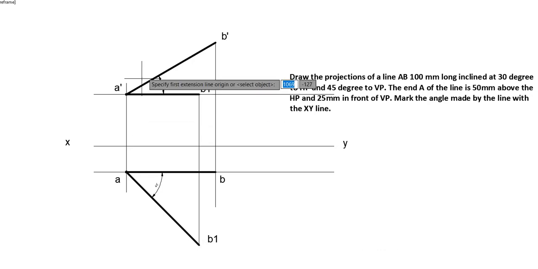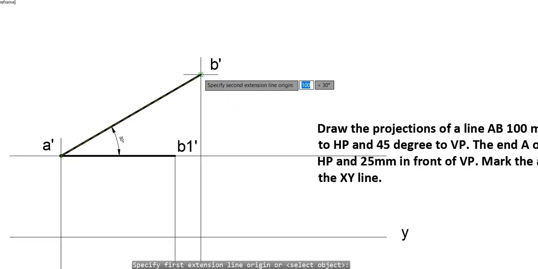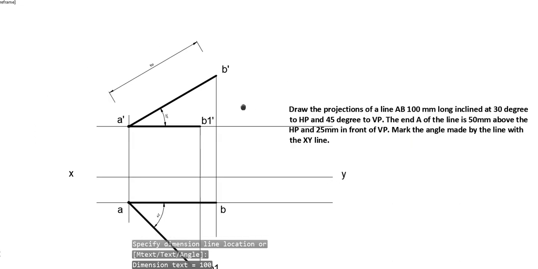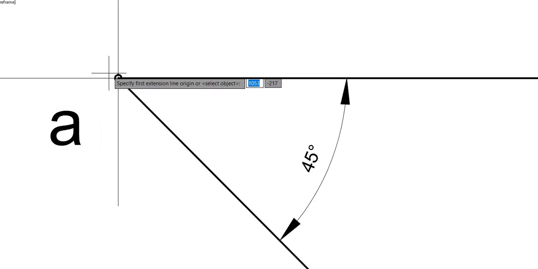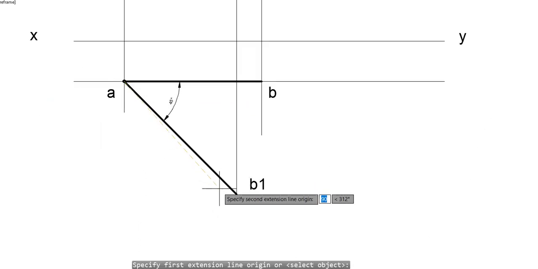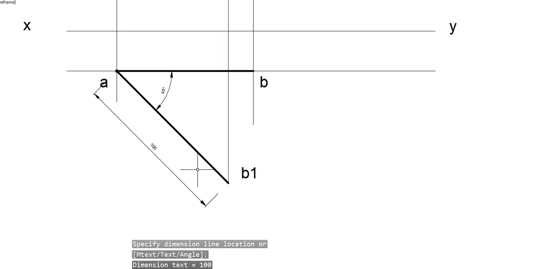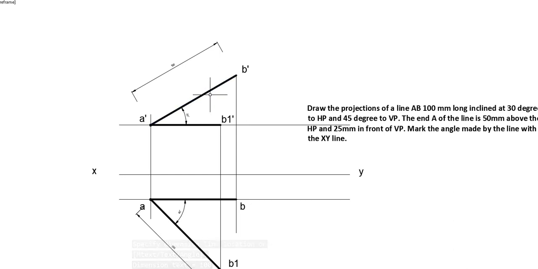The true length will be 100, because the line AB is 100 millimeter long. Similarly here also you have the point here, 100.